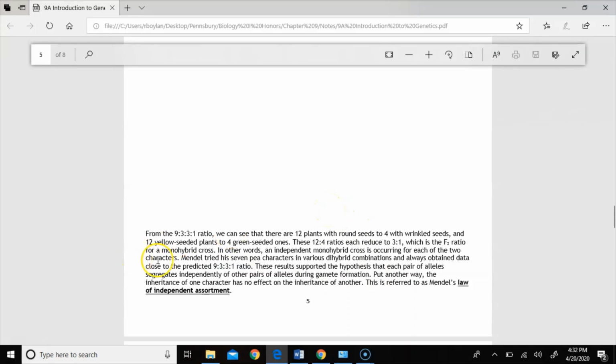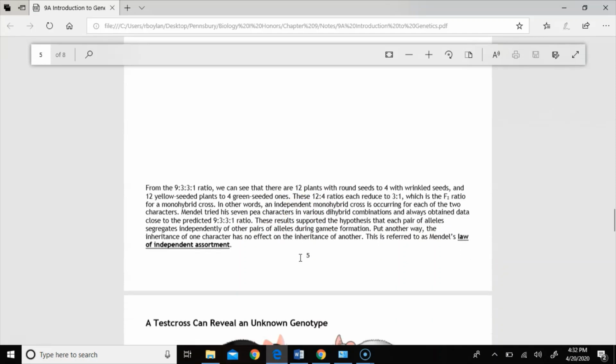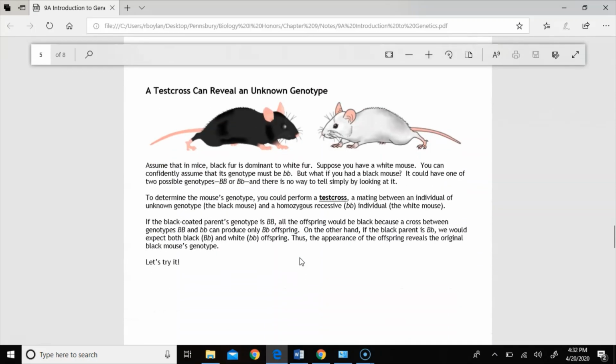And that's how Mendel came up with the law of independent assortment, by looking at two genes at the same time. All right. Last part for today. Here we go. Now, most kids pick right up on this, and if you're not one of them, that's okay. We'll get you there. But what we're going to do now is find an unknown genotype. We're going to run something called a test cross.